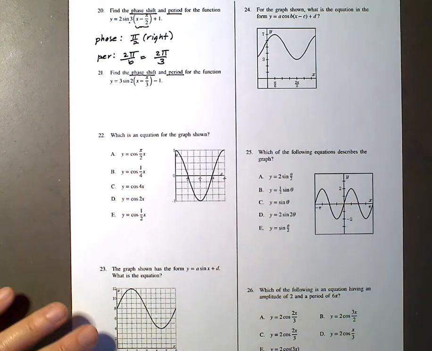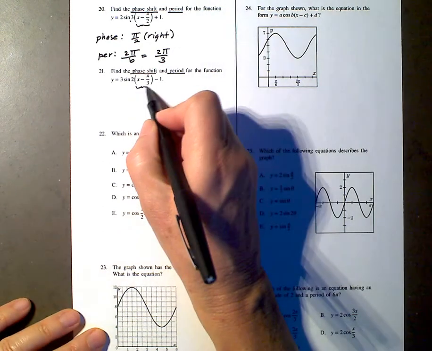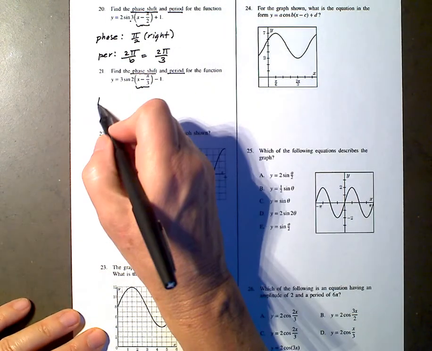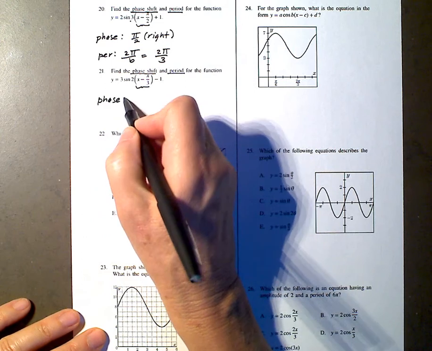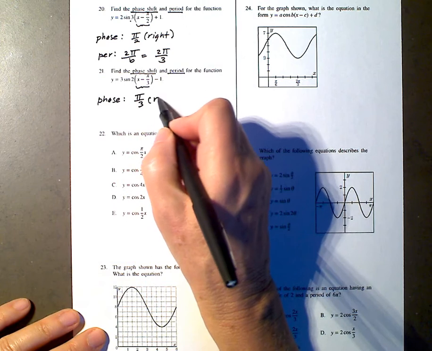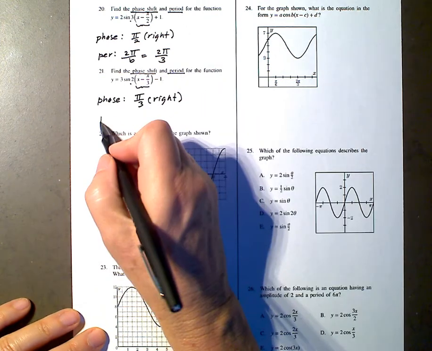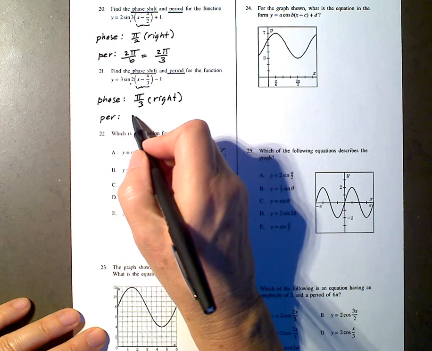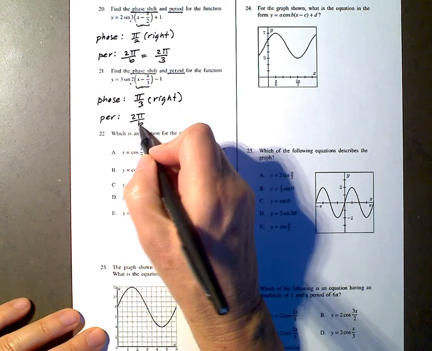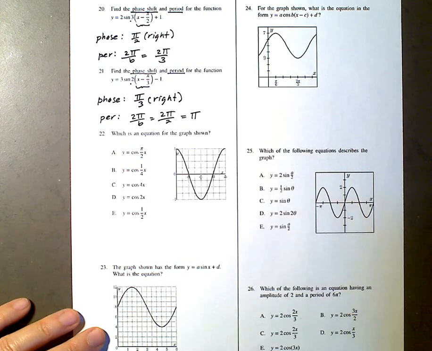We're supposed to do the same thing in number 21. Again, this is a phase shift that's going to go right by pi over 3 units. And b is equal to 2, so my period is 2 pi divided by b, or 2 pi over 2, which is a period of pi units.